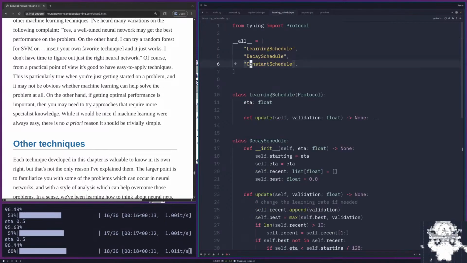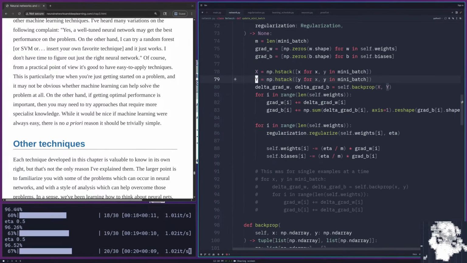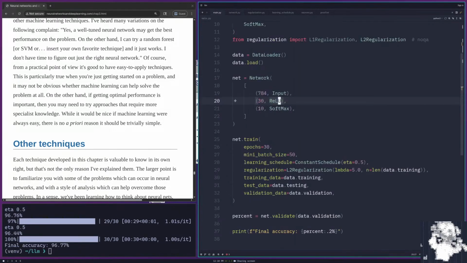Is there any other kind of cleanup that I want to do before we get into the next part? No, I think that's about it. All right, so let's move on.